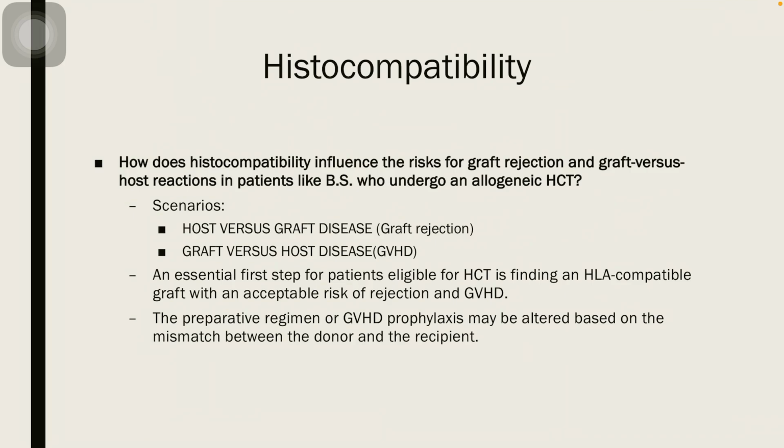The second scenario is that immunologically active cells in the graft, meaning the donor, recognize the host MHC antigens and elicit a response. It is called graft versus host disease and abbreviated as GVHD. So the essential step for patients eligible for HCTs is finding an HLA compatible graft with an acceptable risk of rejection and GVHD. And for immunosuppression, we also use different regimens as a prophylaxis treatment between mismatched donor and recipient.